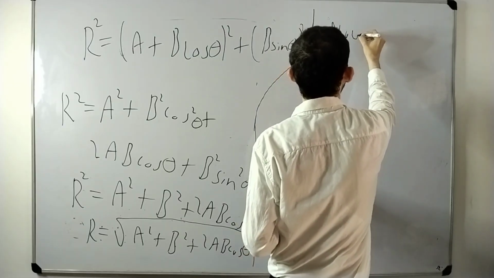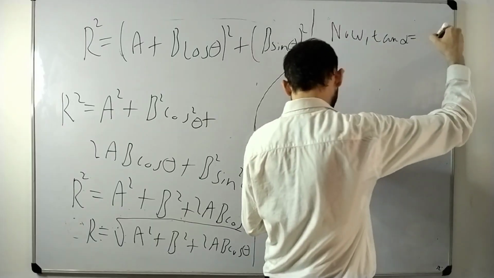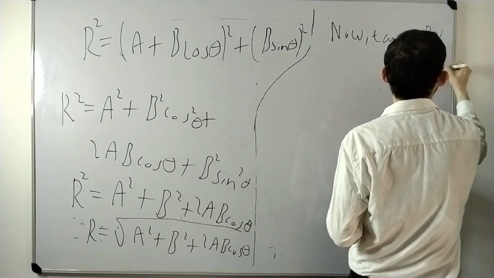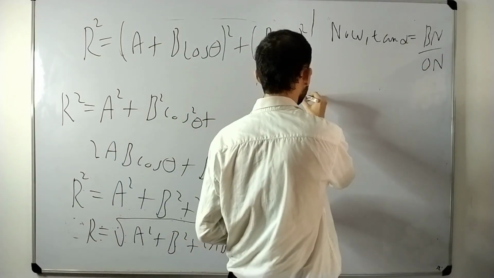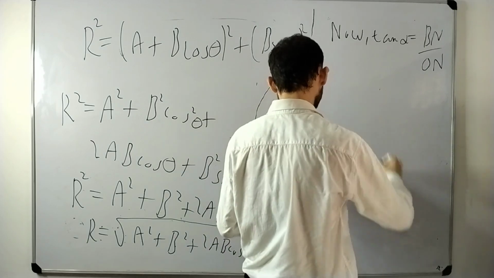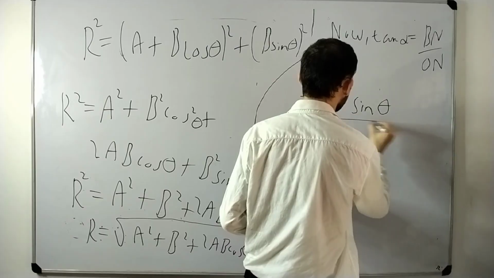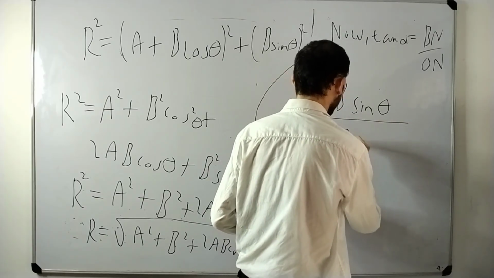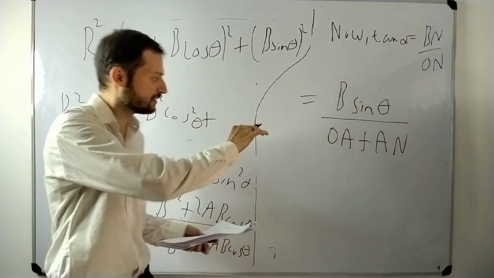Now, tan alpha is what, students? So it is Bn upon On. Right, students? And what should I write Bn as? So B sin theta, from the figure. And this is what, On? So we don't know. OA plus An. Right, students? It is this value.